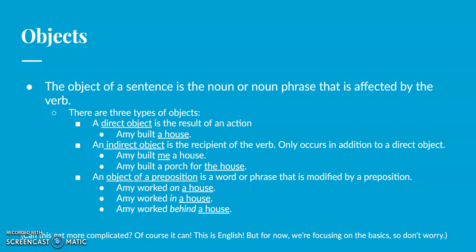The object of a preposition is an object that is being modified by a preposition. So if I were to say that Amy worked behind the house, behind indicates that Amy is working in a specific positional relationship to the house, and the house becomes an object of the preposition.